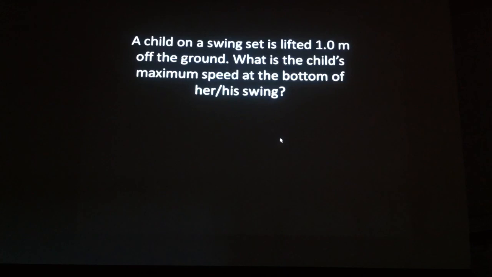So let's solve a problem involving conservation of energy. Let's take a child on a swing set who's lifted to 1 meter off the ground. How would we be able to calculate the speed of the child at the bottom?